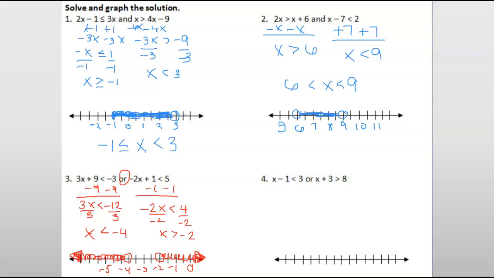Okay, number four, add one. So you get x less than 4. Subtract 3. X is greater than 5. So once again, we have less than 4, greater than 5. Both are open circles. Greater than 5, shade right. Less than 4, shade left. So basically, this is every number in the universe except for the numbers between 4 and 5.